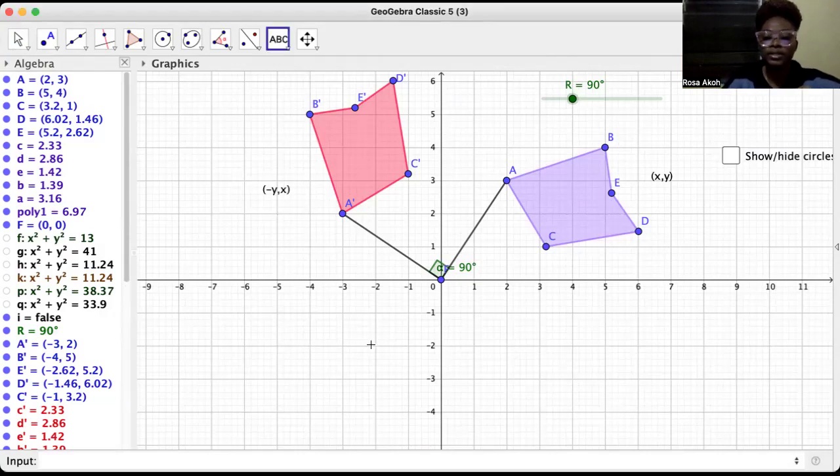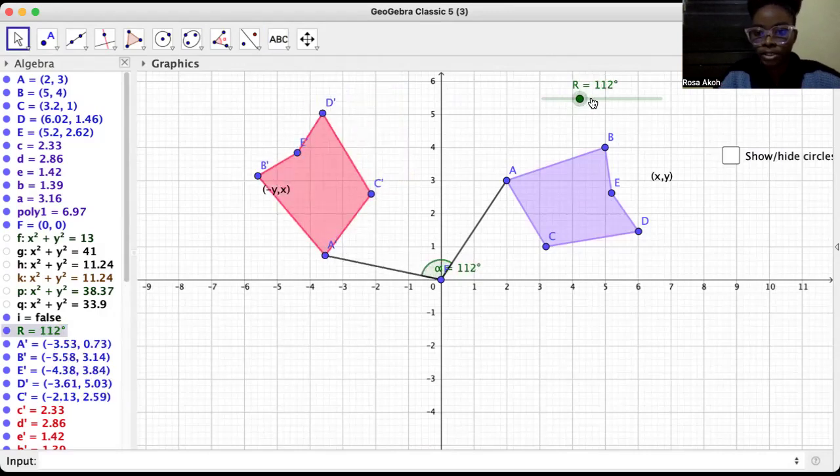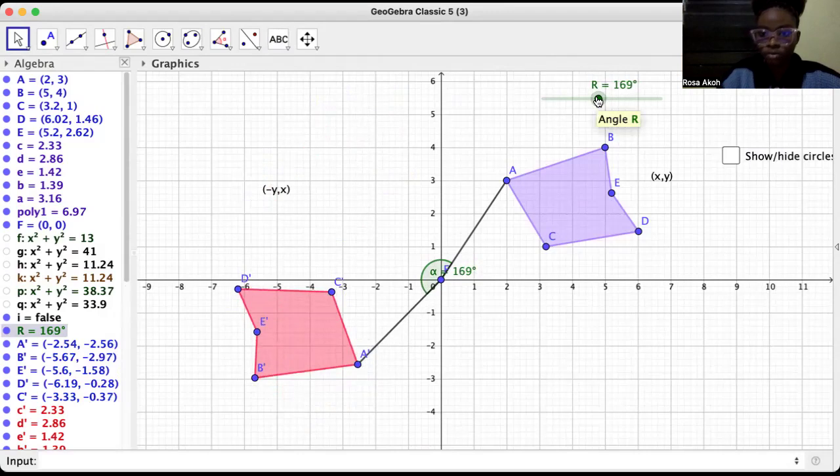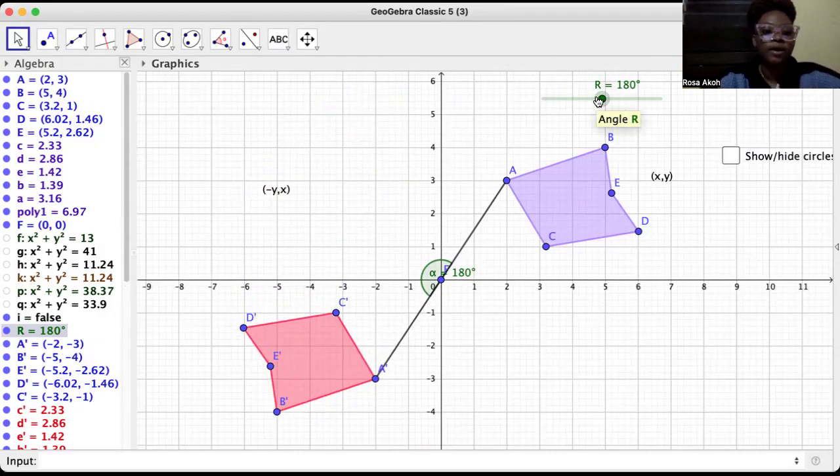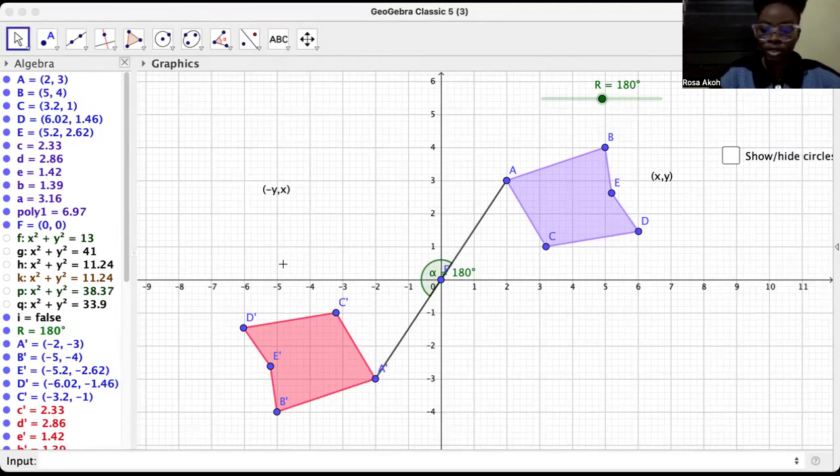So now let's check what happens at 180, clockwise and counterclockwise rotation. At 180, you realize that right now we have negative 2, negative 3 for A prime, and we have A to be 2 and 3. You realize that right now there's a negation of both x and y, and the new form becomes negative x, negative y. So this is for rotation in 90 degrees and 180, 270 and the like.